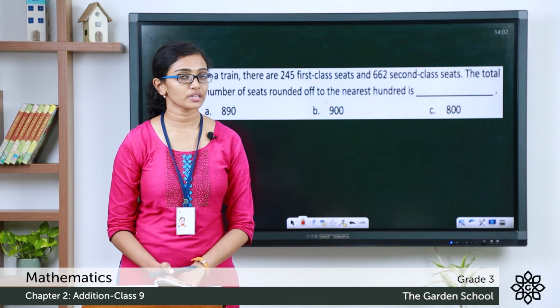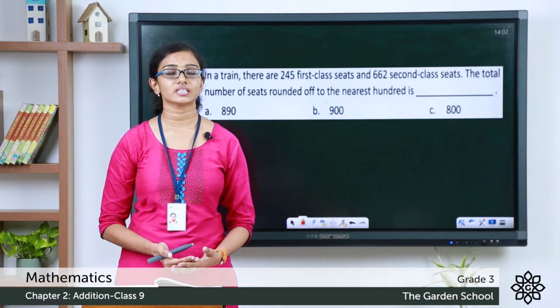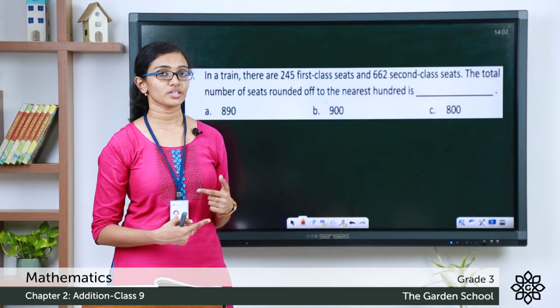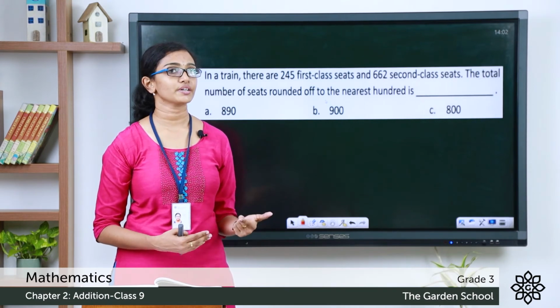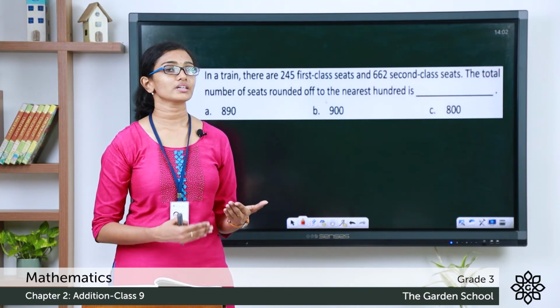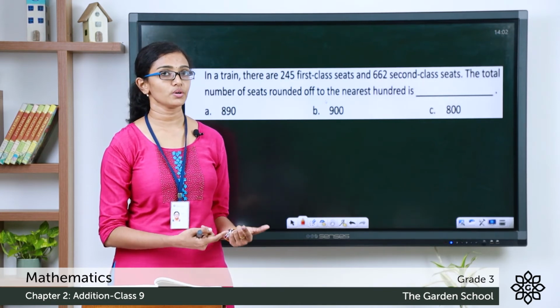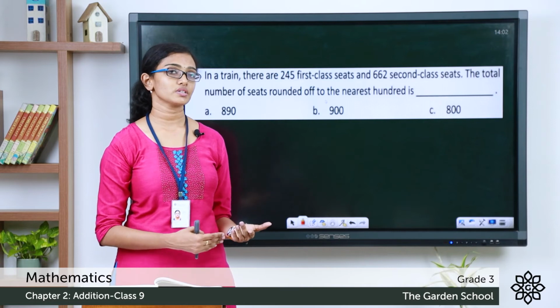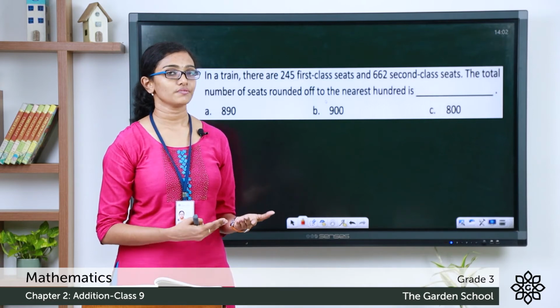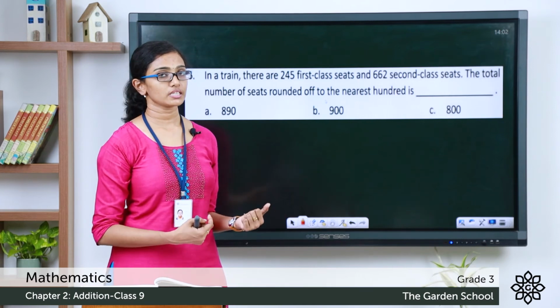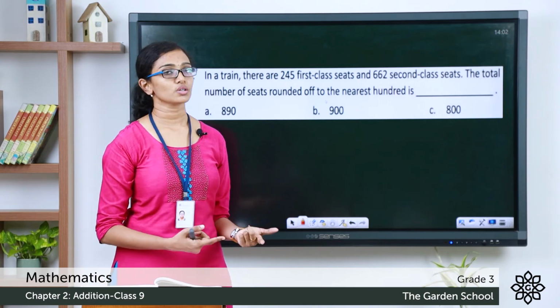When you are rounding off to the nearest 100, the rounding digit is the hundreds digit, and you have to check the digit to the right of the rounding digit. If it is less than 5, you keep the rounding digit as it is and change the digits to the right of it to 0. And if the digit to the right of the rounding digit is 5 or more than 5, you add 1 to the rounding digit and change the digits to the right of it to zeros.